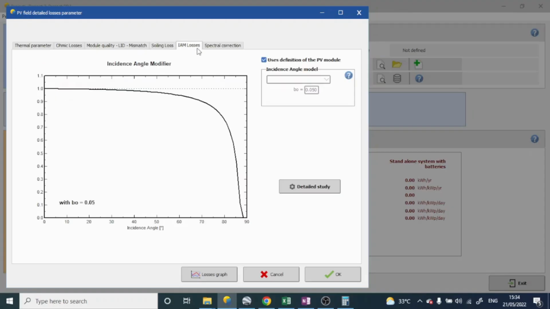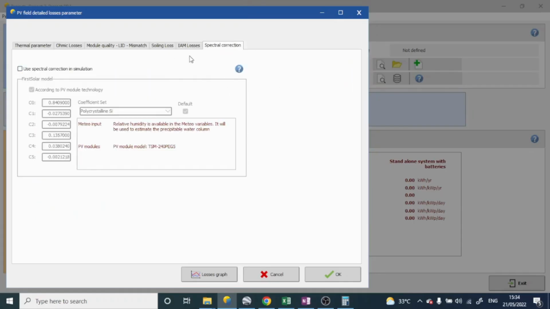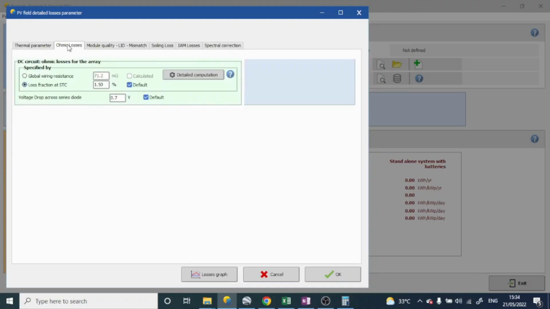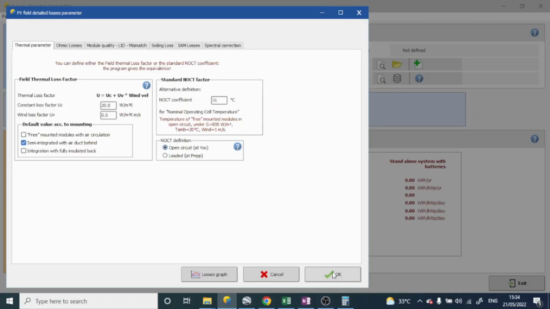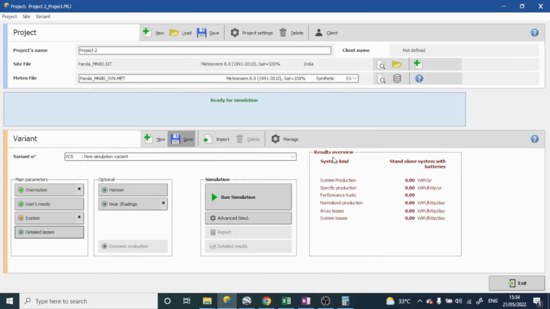Then we have IAM losses, the incident angle modifier. If we are keeping the solar panel tilt angle in the proper manner, we can minimize these losses to as low as 0.05%. And last is the spectral corrections. This is related to the irradiance data, so we keep it as it is over here. So these are all the parameters we have written. Once we have written these parameters, just click on the save button and the OK button, and we have this particular parameter set.